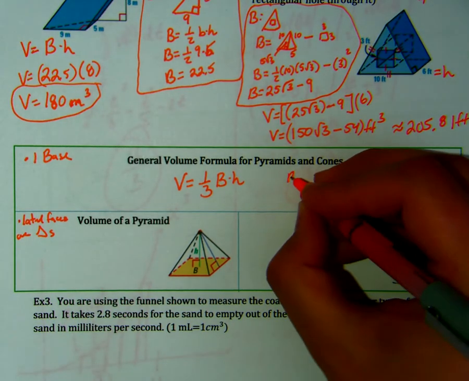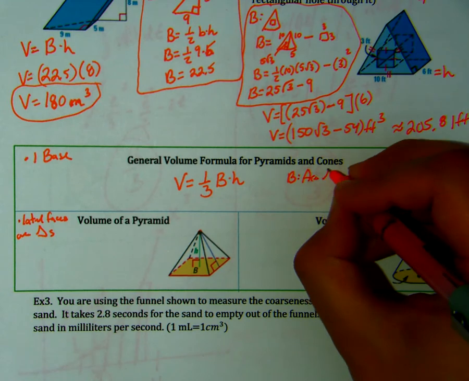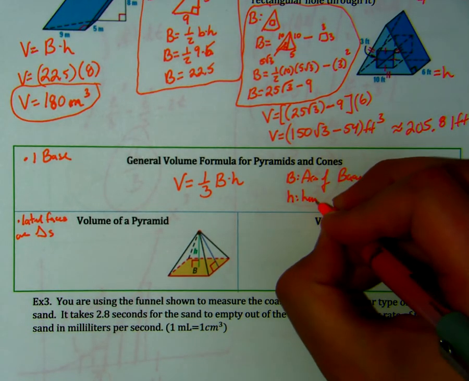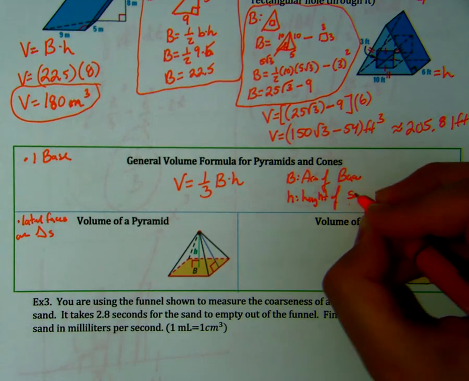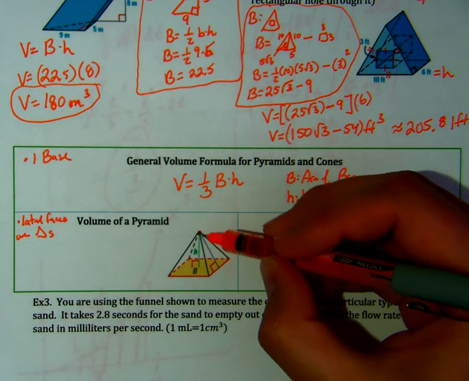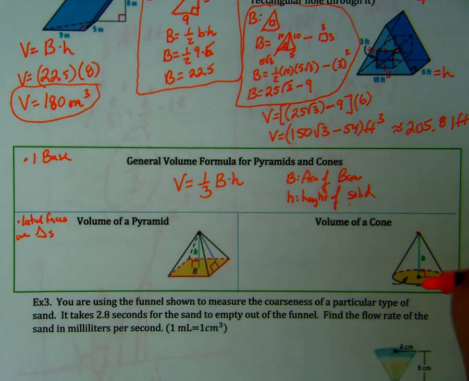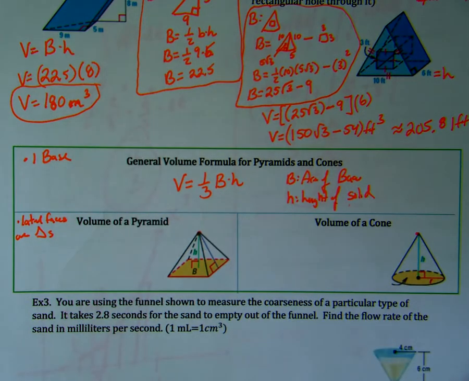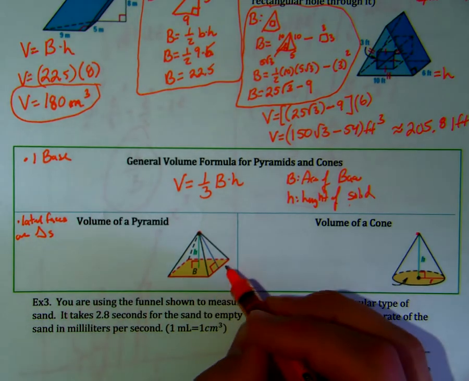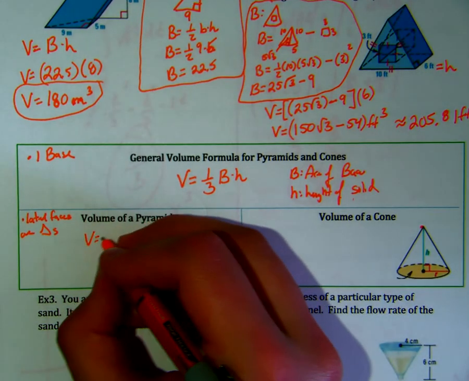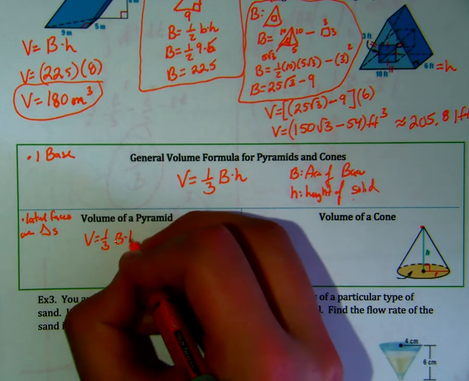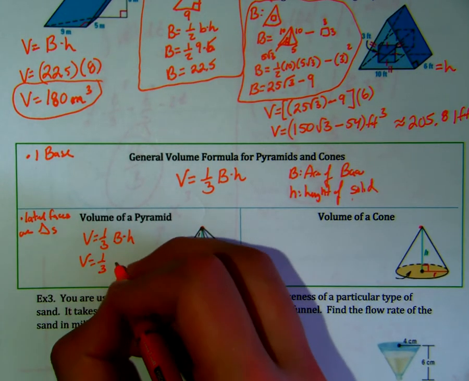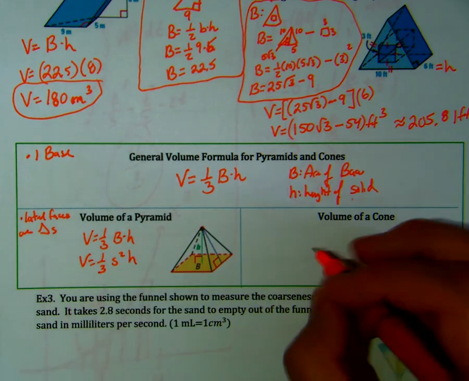So again, B is the area of the base, and H is the height of the solid. So again, not the slanted part, which is called the slant height. It is still measured perpendicular to the base. If this were a square pyramid, the volume is 1/3 area of the base times the height. So if this is a right square pyramid, the volume is 1/3 s squared h.